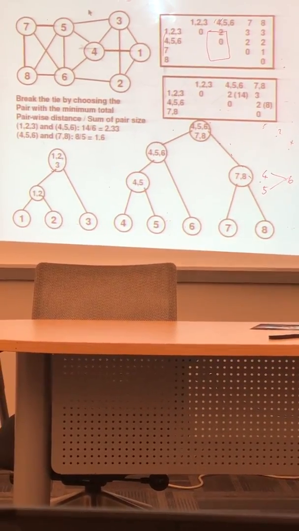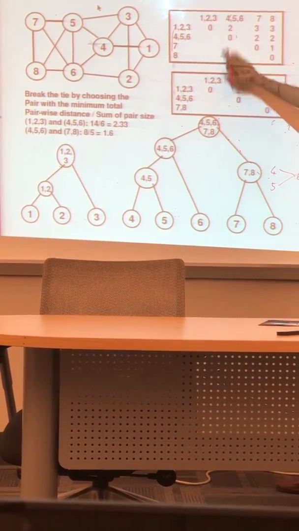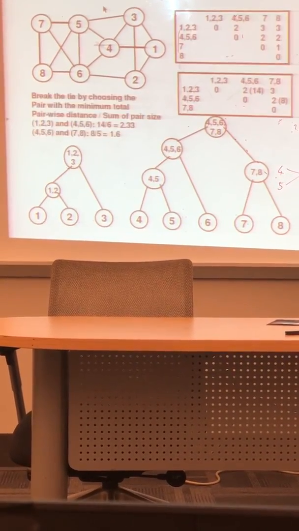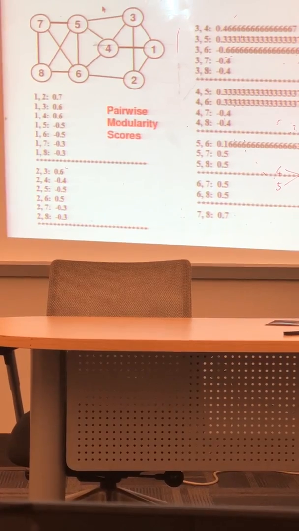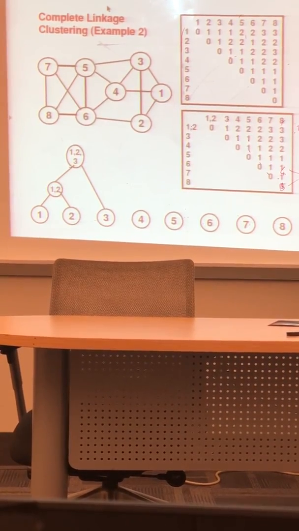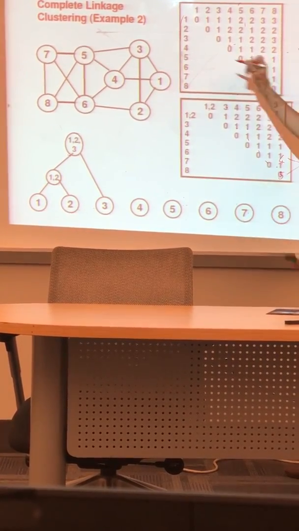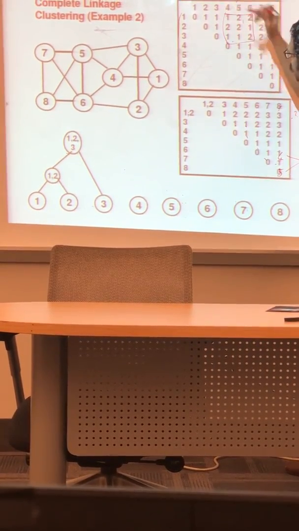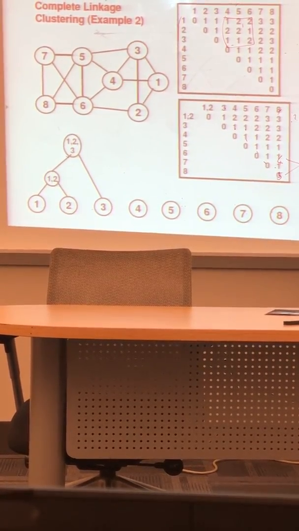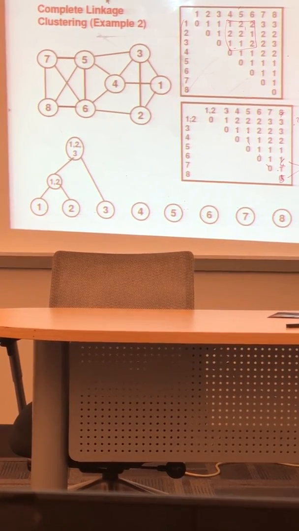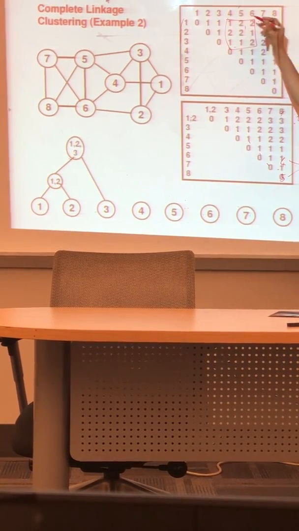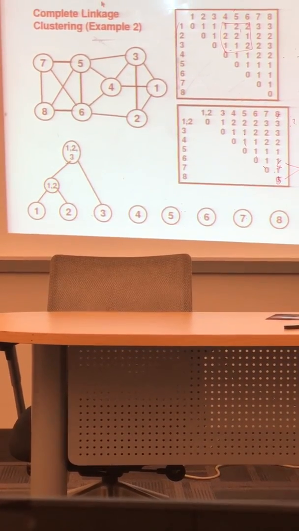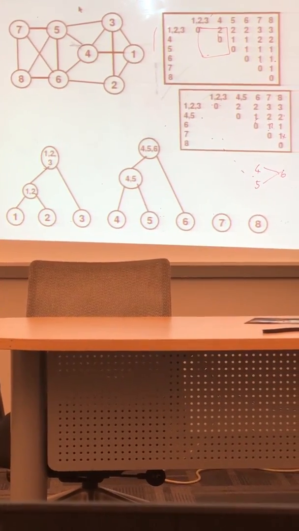So 4, 5, 6. So again, to find the pairwise distance between 1, 2, 3 and 4, 5, 6, what we have to do is go with the original distance matrix. So 1, 2, 3 with 4, 5, 6. So these are the values we need to consider. And pick the maximum among the values in this block, which is 2. Okay? So just always go to the original distance matrix.